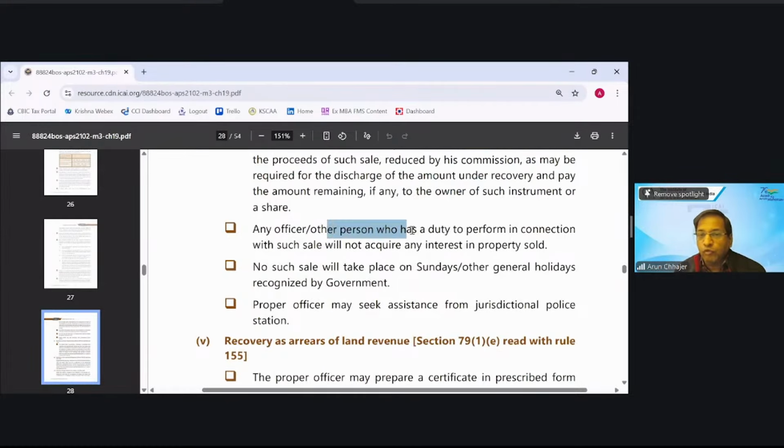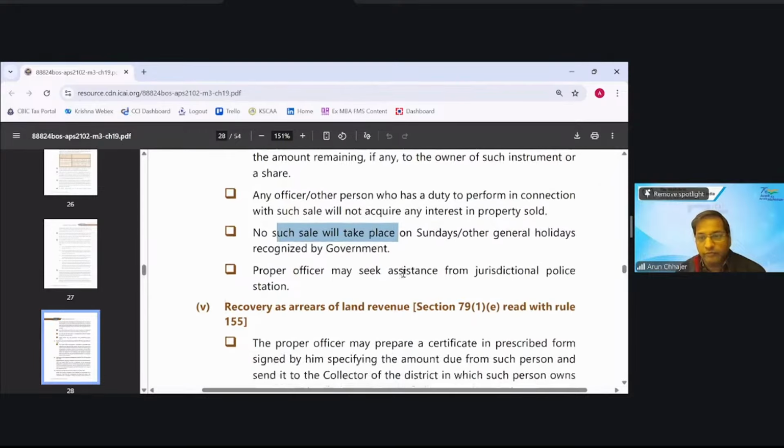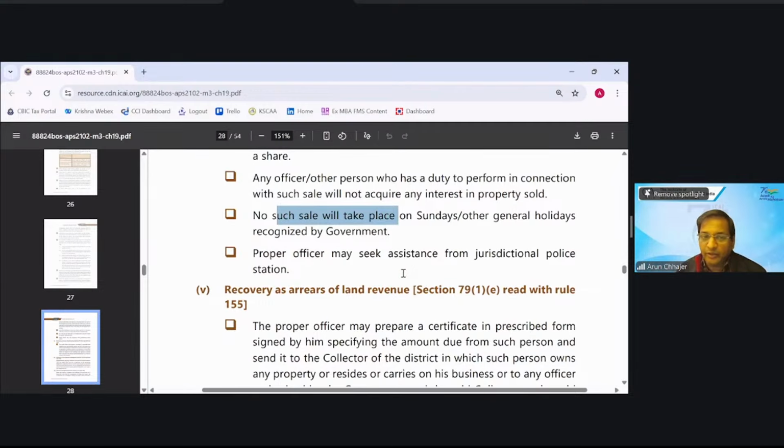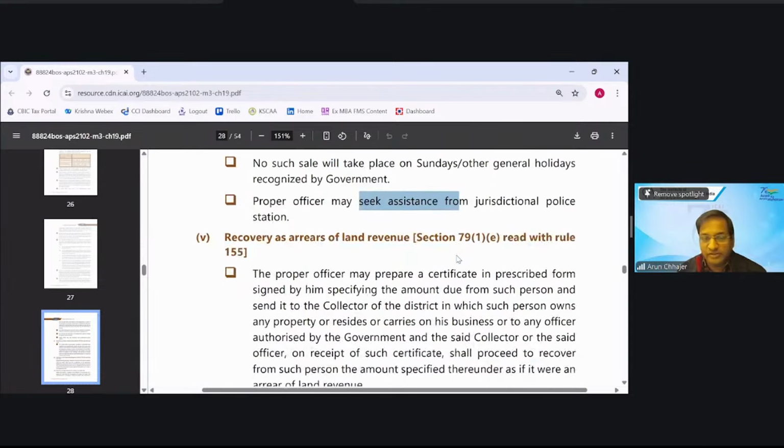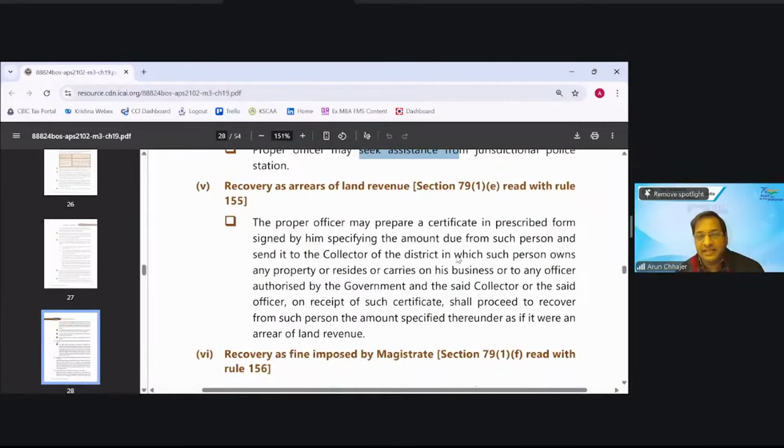Any officer who has a duty to perform in connection with the sale will not acquire any interest in the property sold. No such sale will take place on Sunday and other general public holidays recognized by the government. The proper officer may seek assistance from the police for recovery as arrears of land revenue.